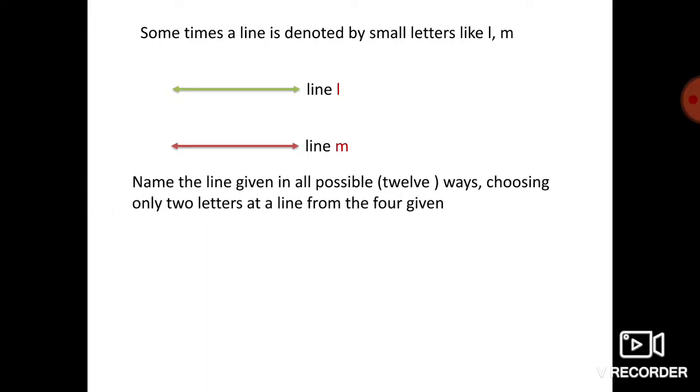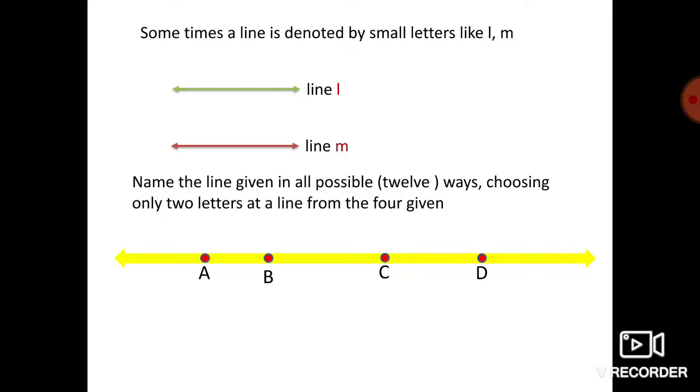Then one question is there. Name the line given in all possible 12 ways, choosing only 2 letters at a time from the 4 given. Listen, here is one line given. Then 4 points are marked here: point A, point B, point C and point D. We have to name the line given in all possible 12 different ways.